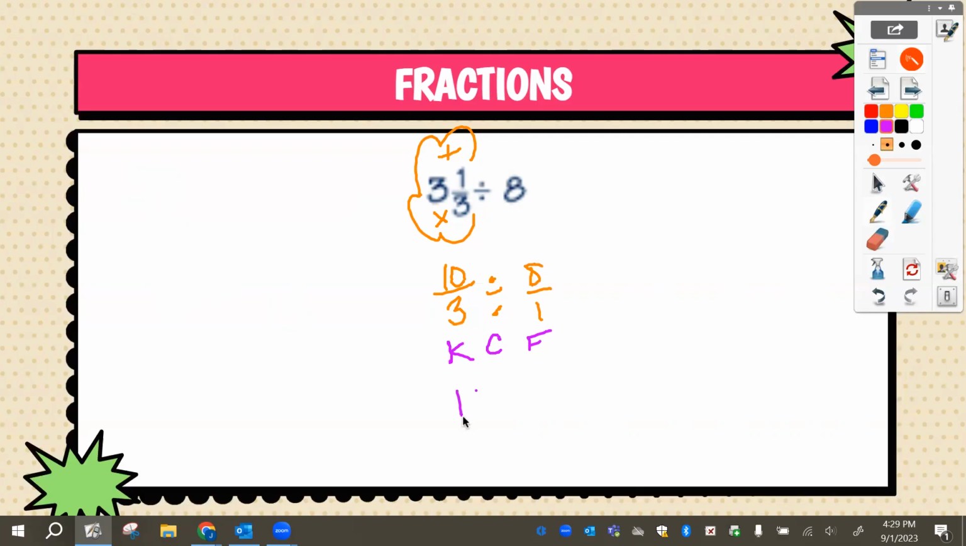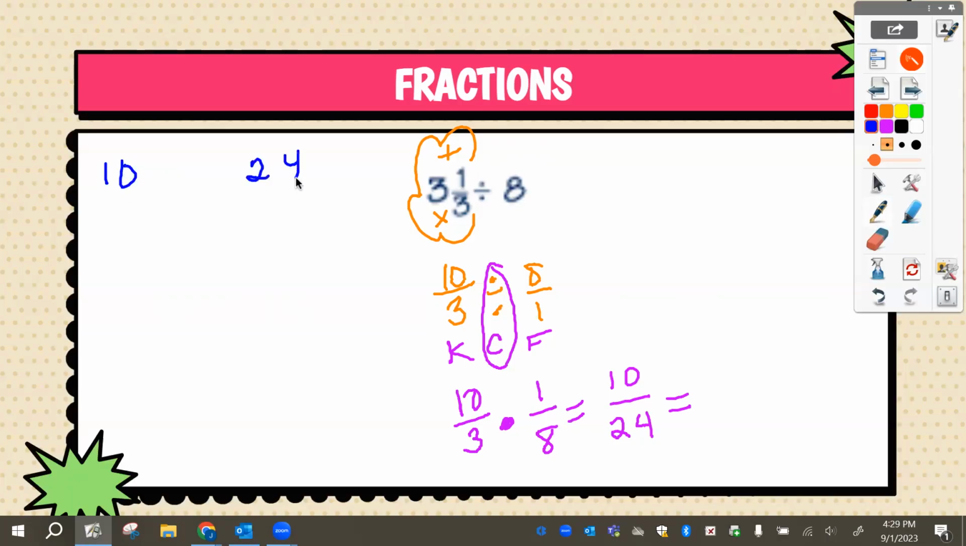Now, remember, we do keep, change, flip, or leave, multiply, reciprocal, LMR, if you learned it that way. We're going to keep 10/3. We're going to change division into multiply, and we're going to flip 8/1 into 1/8. Now it's a multiplication problem, multiply straight across. 10 times 1, 3 times 8, and then we simplify. Again, if you see what to simplify by, wonderful. If not, we're going to break it down.